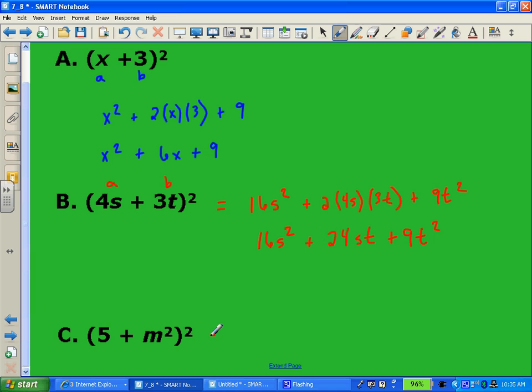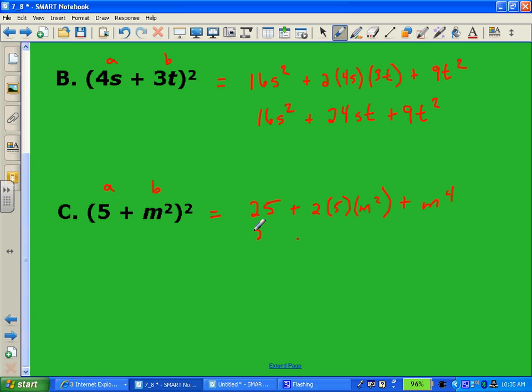One more example. Again, identify this is a, this is b. So a squared is 25, plus 2 times a times b, plus m squared squared, which is m to the 4th. So then I would have 25 plus 10m squared plus m to the 4th.